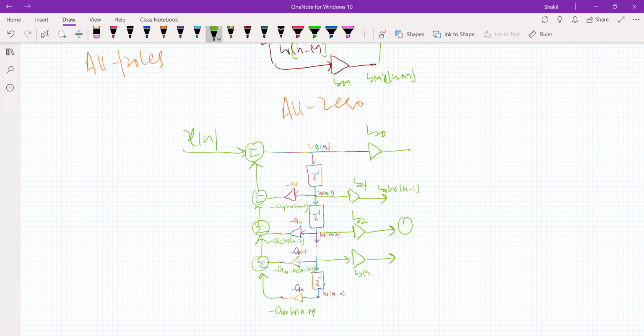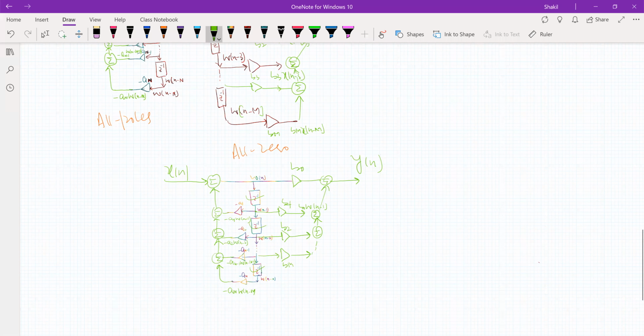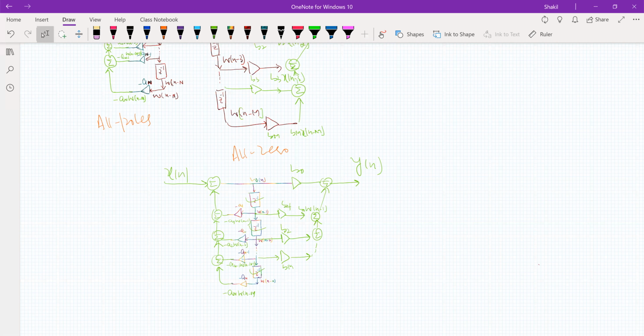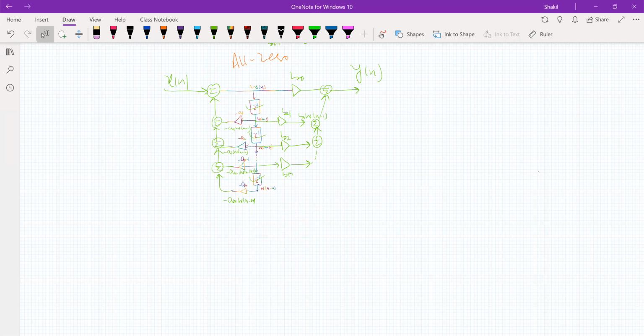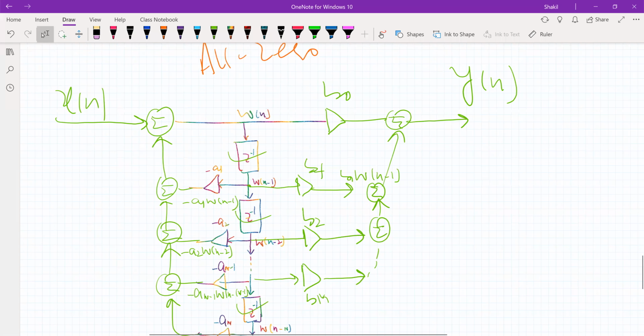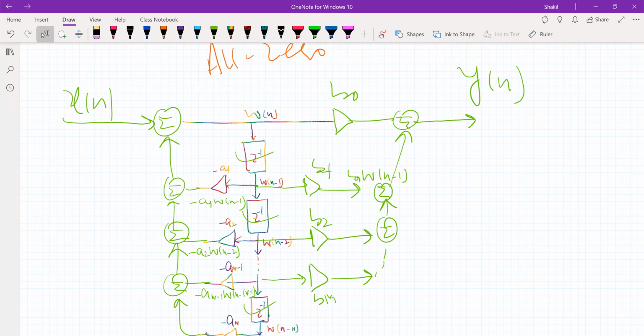So what we'll do, we'll simply add these, and then we'll add this with this. Please remember there is a minus sign here, right? Then this will be our y of n. Now see, there are only n delay elements here. This is the advantage of direct form second structure.